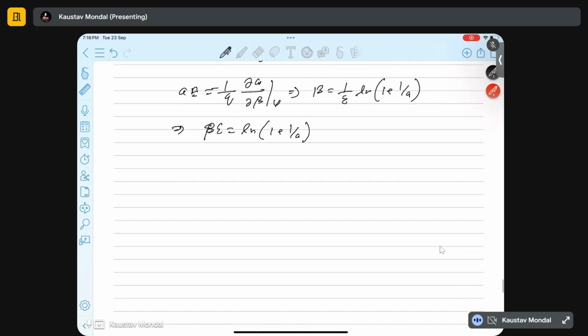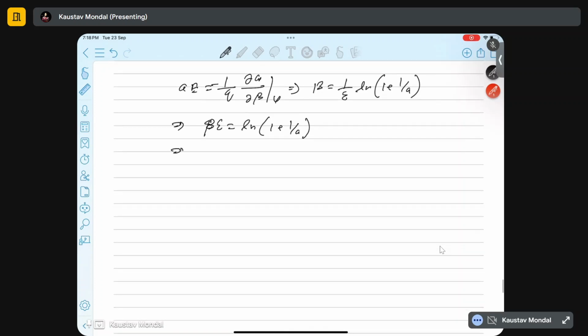Now from here you can write e to the power beta equal to (A plus 1) by A, or e to the power minus beta equal to A by (1 plus A). So now we have e to the power beta in terms of A.